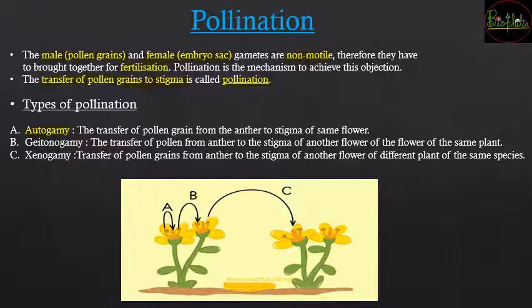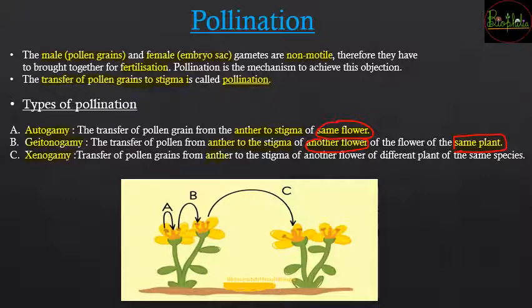First is going to be autogamy. What is autogamy? Wherein the transfer of the pollen grain is from the anther to the stigma of the same flower. Here you have to remember that the transfer is on the same flower. Second type of pollination is geitonogamy. Geitonogamy is the transfer of pollen grains from the anther to the stigma of another flower but of the same plant. In autogamy it was the same flower, so ultimately that is the same plant. Now the flower has changed, but that other flower is also present on the same plant.